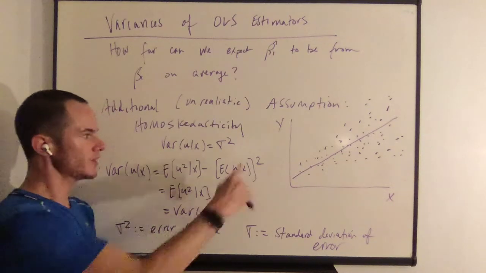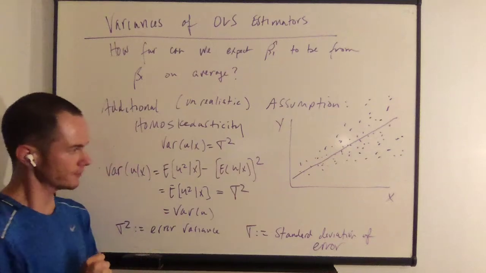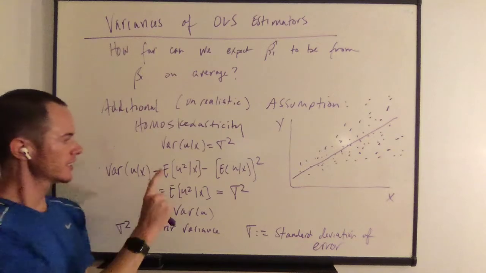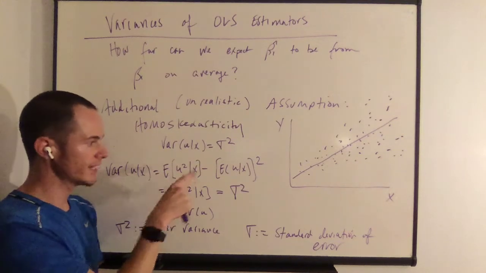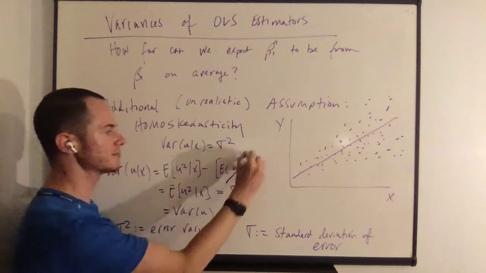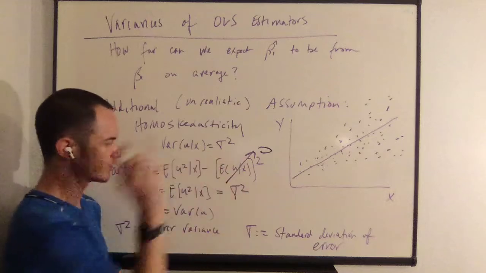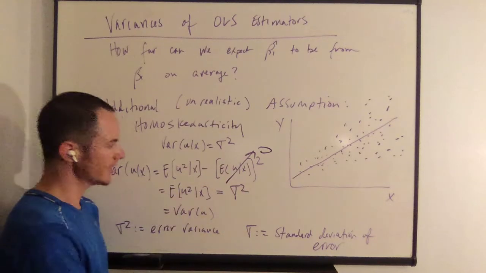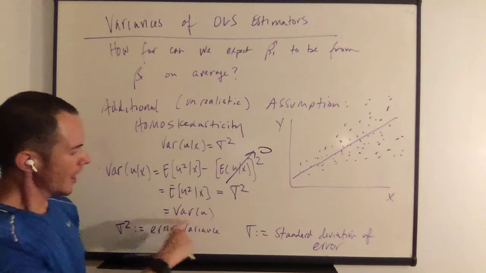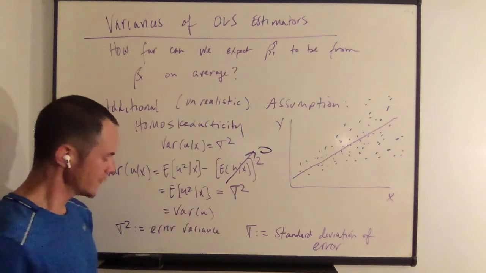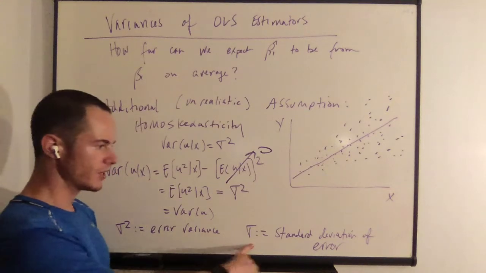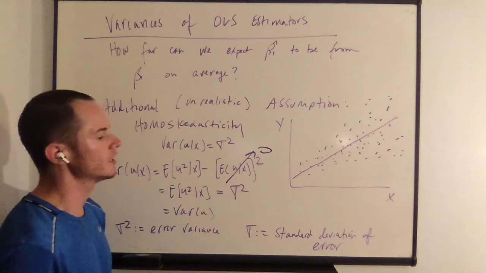All right, so if we have homoscedastic errors, the variance of u given x is sigma squared. Now, the variance of u given x is the expected value of u squared given x minus the square of the expected value of u given x. But the expected value of u given x by the zero conditional mean assumption is 0, so this term drops out. The expected value of u squared given x is our variance, which is sigma squared. All right, so this is also our unconditional variance. So sigma squared is the error variance. Sigma is the standard deviation of the error.